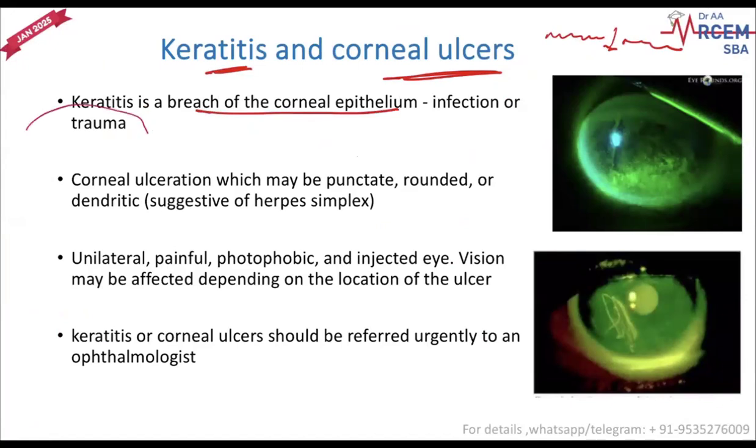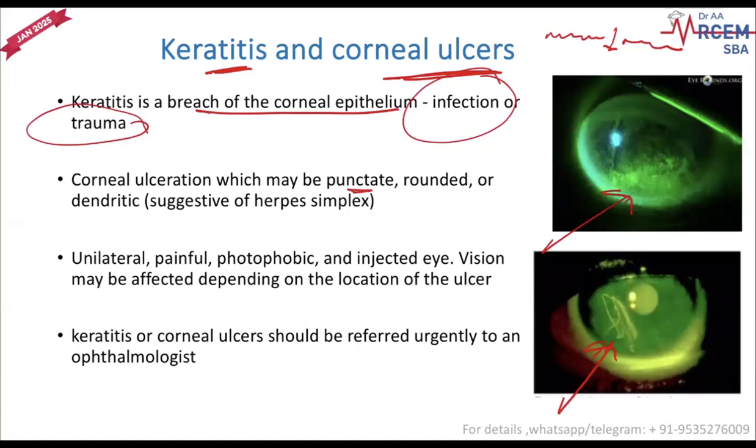It might be because of a trauma. As we told, a severe penetrating trauma, or sorry, a corneal abrasion can result in a corneal ulcer, or an infection can result in it. So this is a trauma that you're seeing. Here is the infection that you're seeing here. It is difficult to differentiate it just on a fluorescein lamp examination.